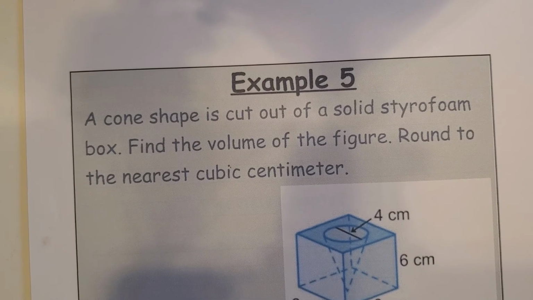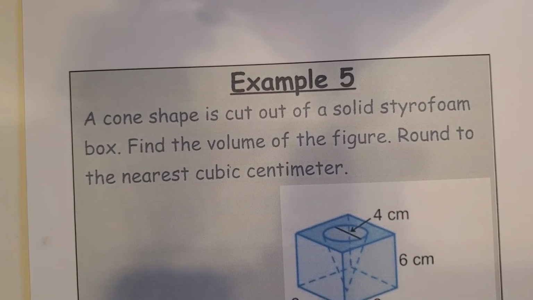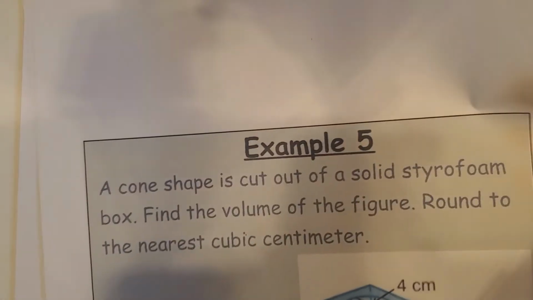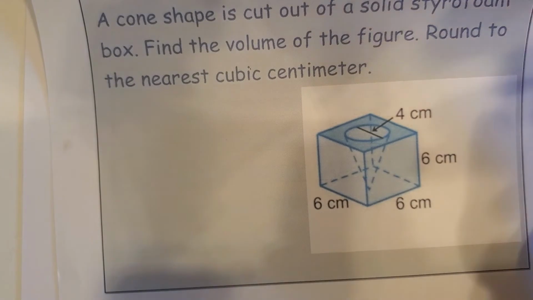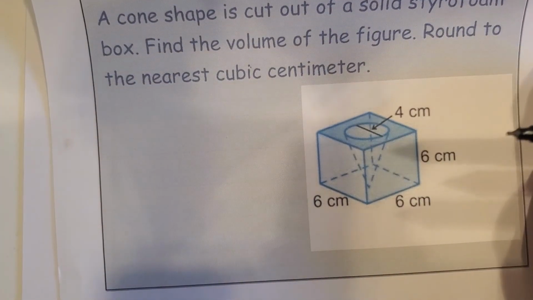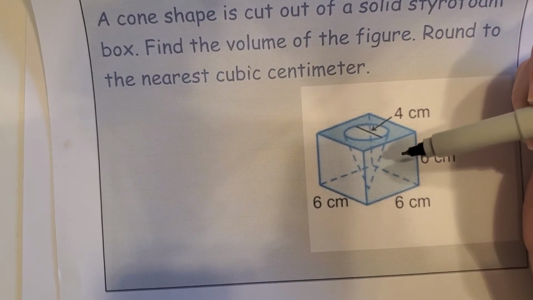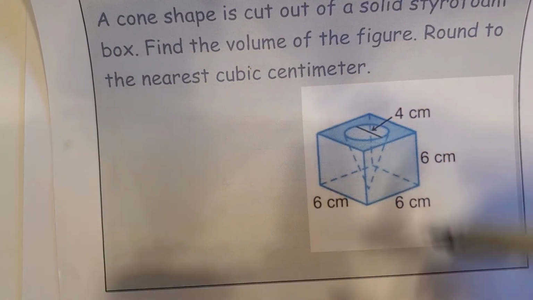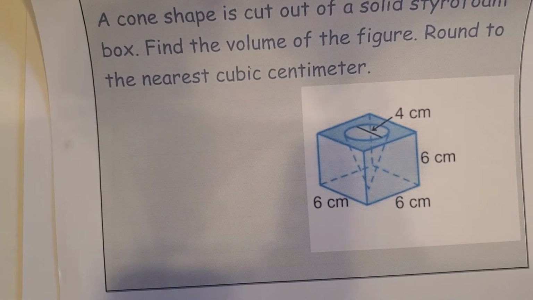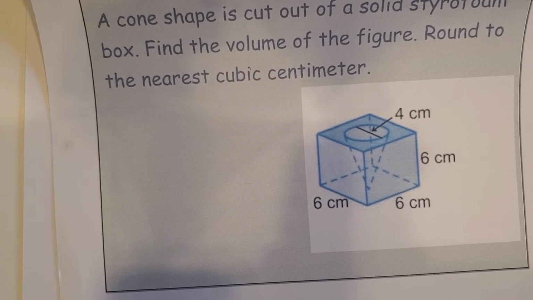A cone is cut out of a solid styrofoam box. Find the volume of the figure, rounded to the nearest cubic centimeter. Basically, it's kind of like a composite figure situation, except because the cone is being cut out, we're going to subtract it. So we're going to find the volume of this prism, it's really a cube, and then subtract the volume of the cone. Did I say surface area? I meant volume. Volume of the cube minus the volume of the cone. That's basically what we're doing here.